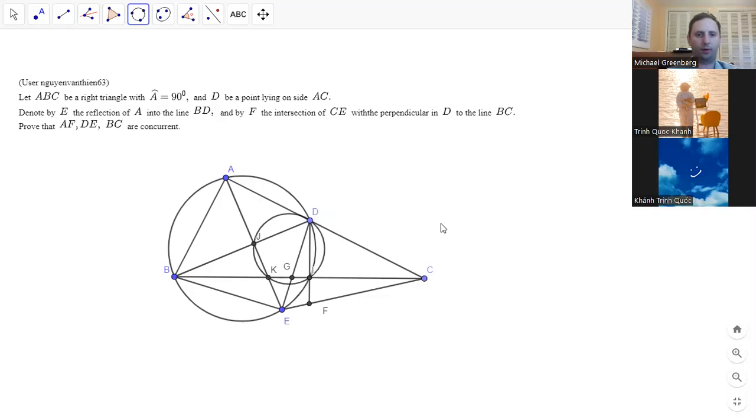Okay, so we want to show A, G, and F are collinear. I mean, we could try to use Ceva on this triangle, right? So we want to show AD over DC times CF over FE times EK over KA is equal to 1. I kind of like that.